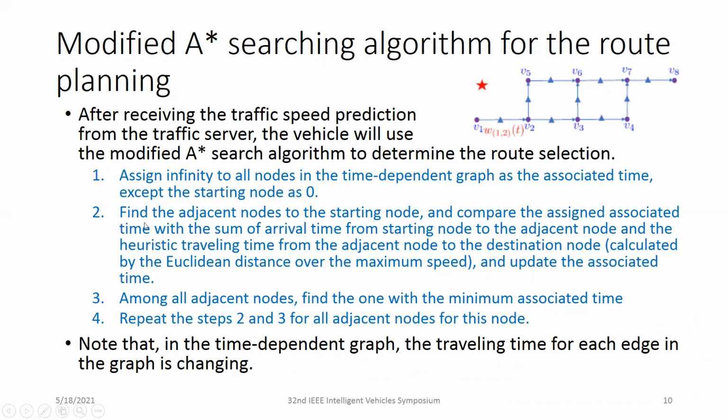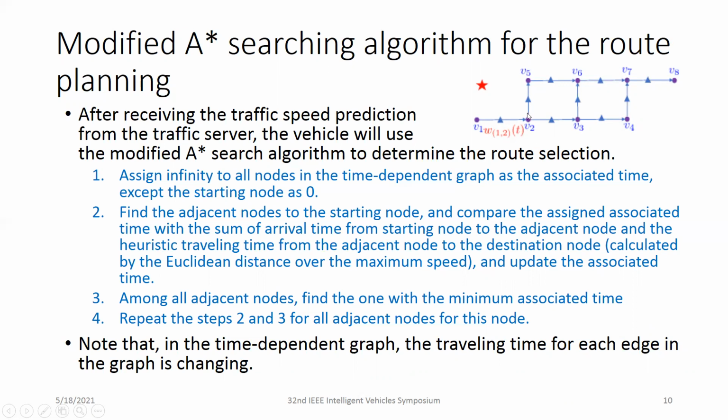Next, we find the adjacent node to the starting node, and we compare the assigned associated time with a specific variable. That variable is calculated by adding the arriving time from the starting node to the adjacent node and the expected traveling time from the adjacent node to the destination node. That expected traveling time is a heuristic, calculated by the Euclidean distance over the maximum speed. We compare those two variables, the assigned associated time and the variable we just calculated, and find the minimum value. We update the associated time for the adjacent node. In the third step, among all those adjacent nodes, we find the one with the minimum associated time.